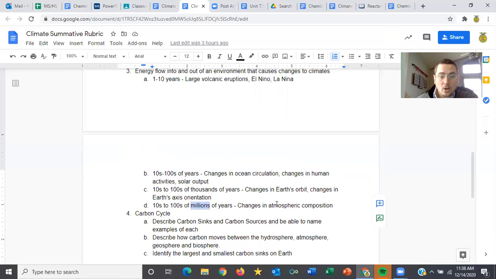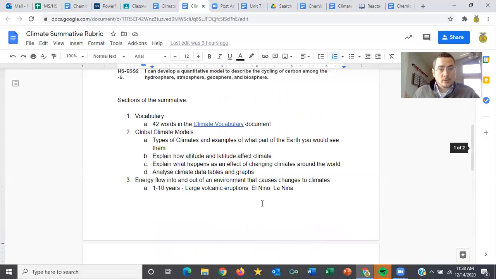And things that take even longer would be changes in our atmospheric composition. Right now, our atmosphere is made up of 99% nitrogen and oxygen. That would take a very long time to change. If it did, that would obviously lead to climate change.